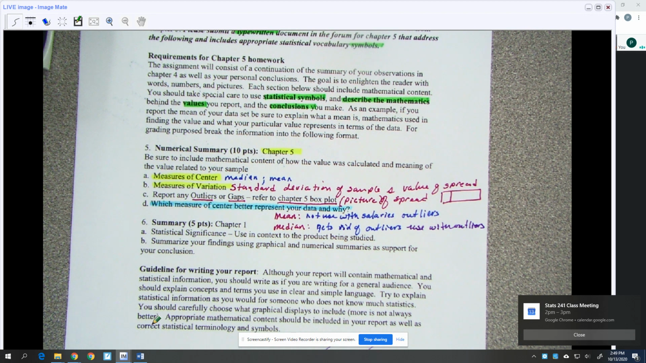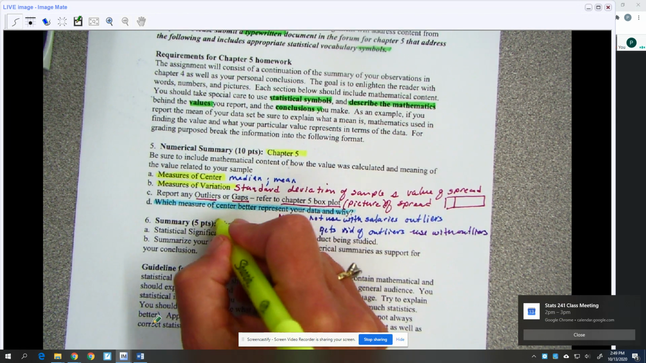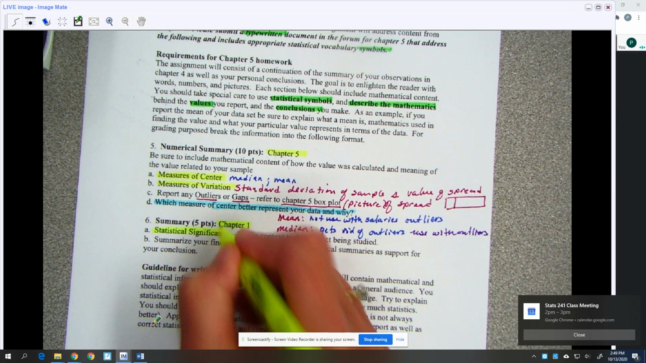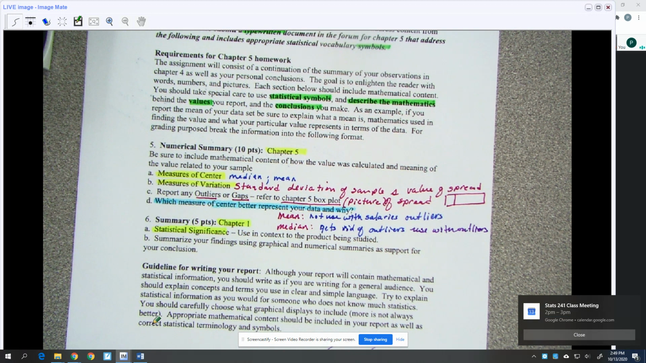Okay, there's this thing called statistical significance. Right here, chapter 1. You got to go back, and I'm going to have you look at that. Statistical significance. Is it significant? Is your data significant, or is it just what you thought? Significant means it is different than what you thought.